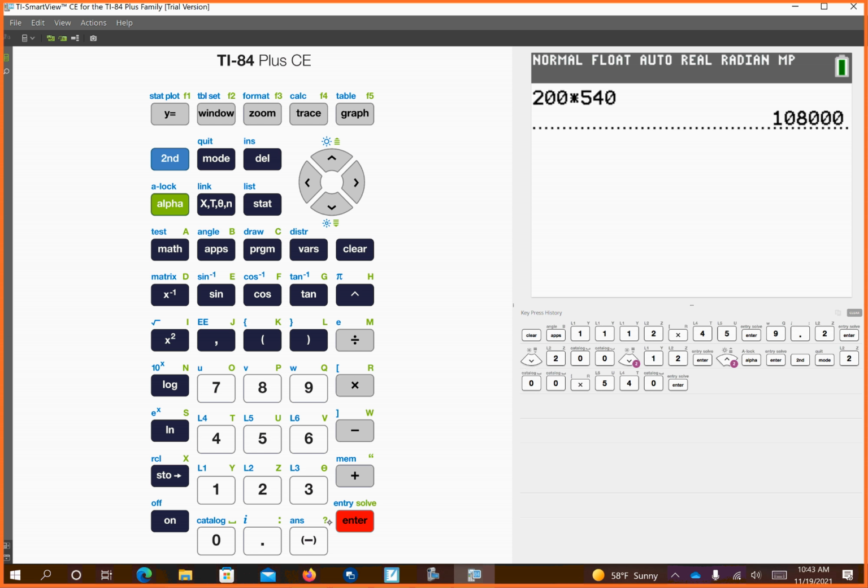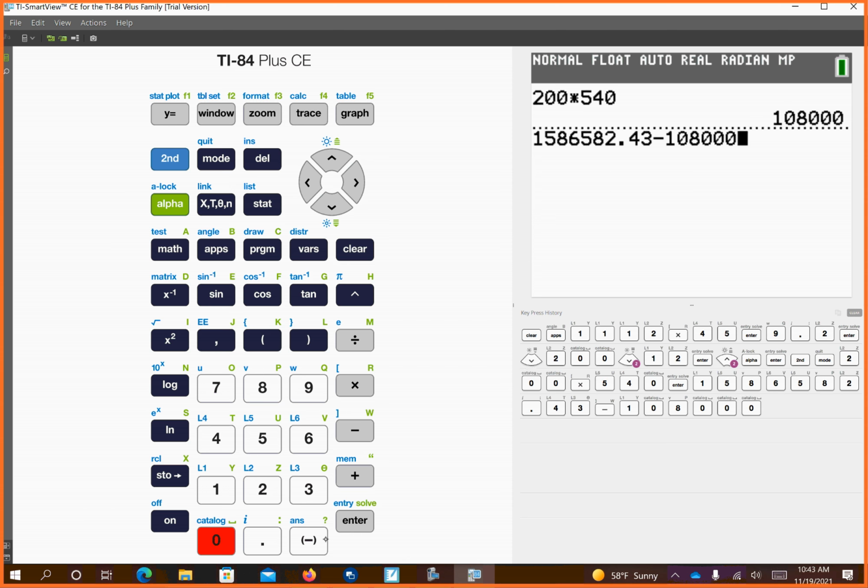Okay, so let's think about the interest that you're making. $1,586,582.43. I subtract the 108,000 that I put in. That means that you're making $1,478,582.43 in interest. Would you be willing to drop $108,000 to make that much more money? I'm just, hypothetically, think about what you would want to save.